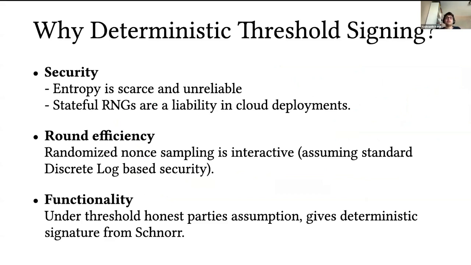And why do we actually care about this problem, right? The signing equation is the same, so in principle, you could just use randomized Schnorr signing in the threshold case. But for the same reasons that we use deterministic signing for the single party case, it's also interesting to look at this in the threshold case.